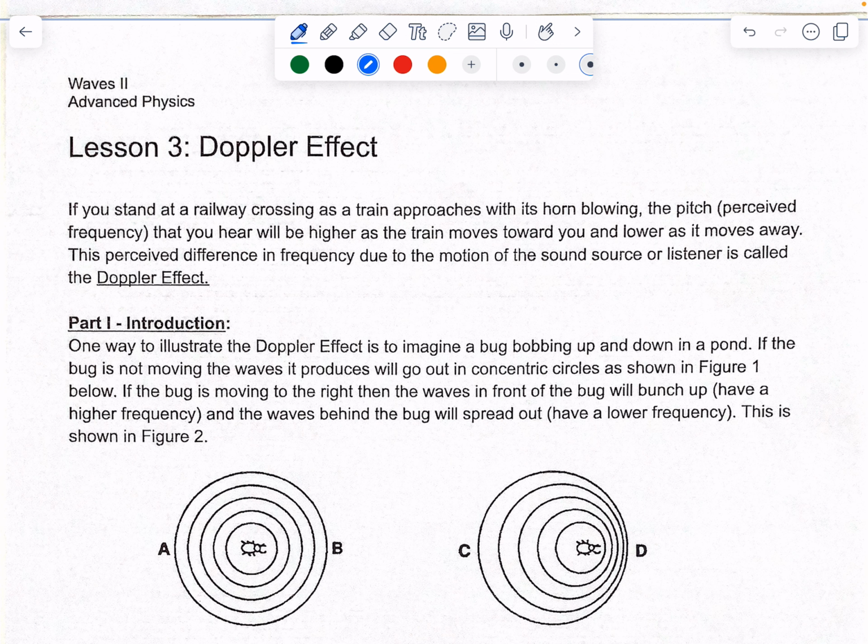If you stand at a railway crossing as the train approaches with its horn blowing, the pitch, which is your perceived frequency (remember, frequency determines pitch), that you hear will be higher as the train moves closer to you. Once it passes you, that pitch is going to get lower. So the pitch gets higher when it comes towards you and lower as it moves away. That is a perceived difference in frequency due to the motion of the sound source. So that's called the Doppler effect.